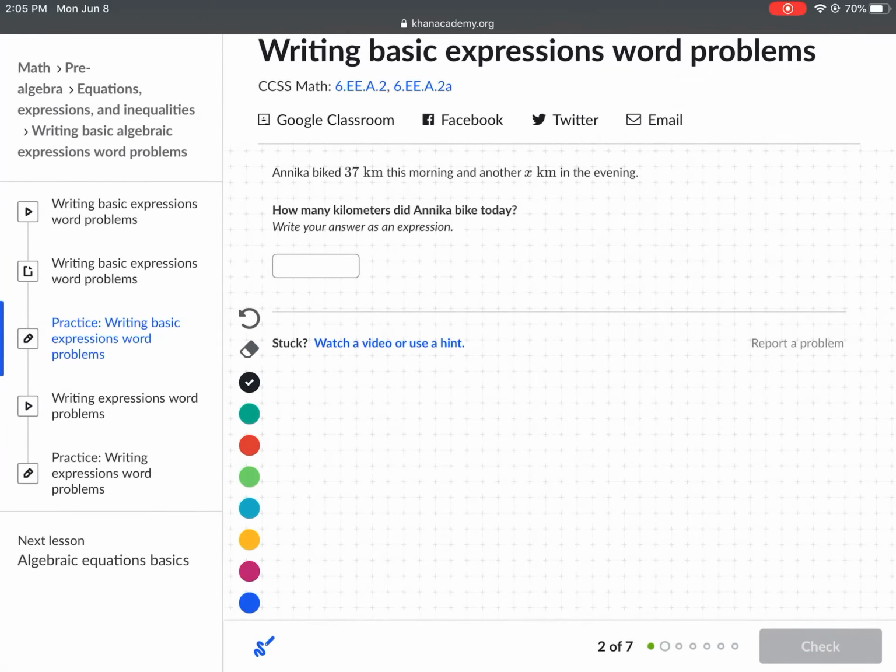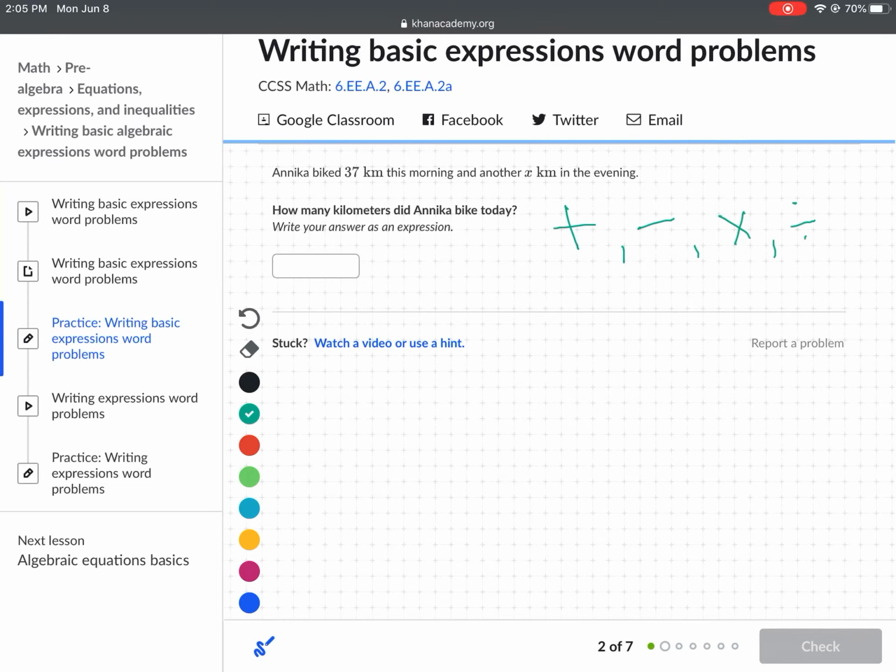Okay, hey guys, so here are some examples, something that looks a lot like what you are doing this week. So Anika biked 37 kilometers this morning and another X kilometers in the evening. Okay, and so what we always need to think about is, are we adding, subtracting, multiplying, or dividing?